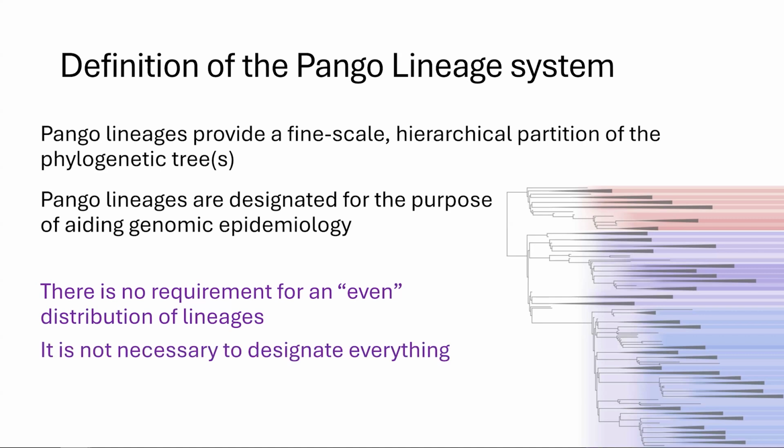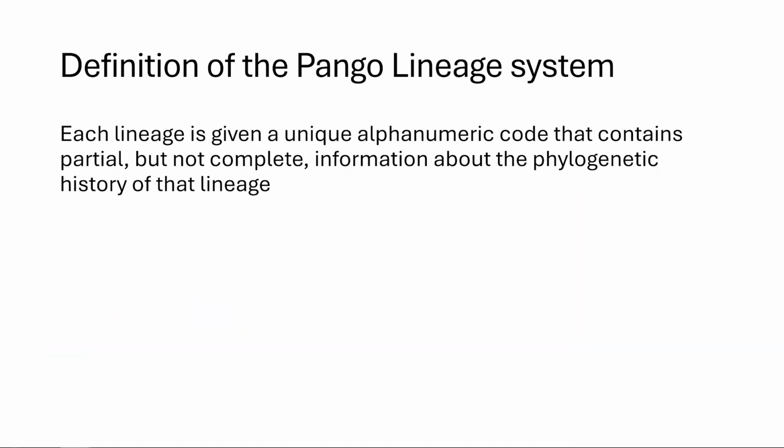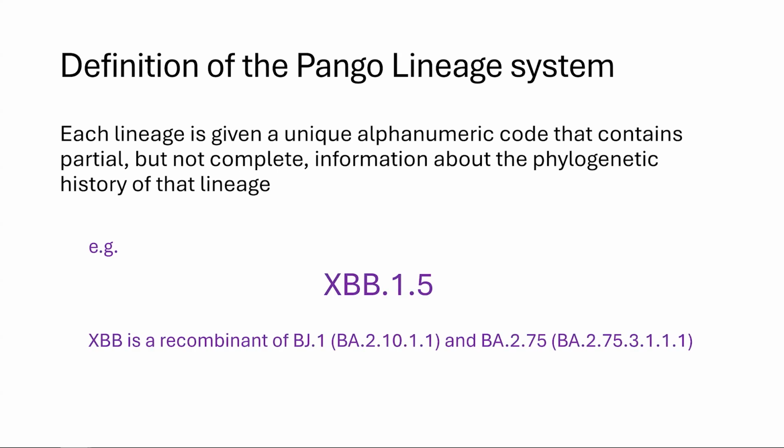The emphasis should be on making sure that lineages have utility. Each lineage is given a unique alphanumeric code that contains partial but not complete information about the phylogenetic history. So, for example, we've talked already about XBB.1.5, but that name in itself only tells you that you go back as far as XBB, which is a recombinant of two BA.2 sublineages. It doesn't tell you about the breakpoints. You haven't got the full phylogenetic history, but that is enough.